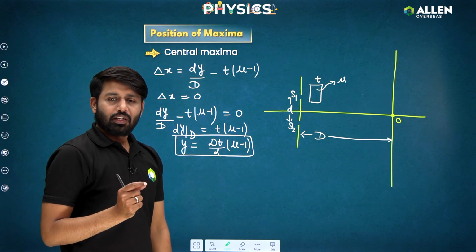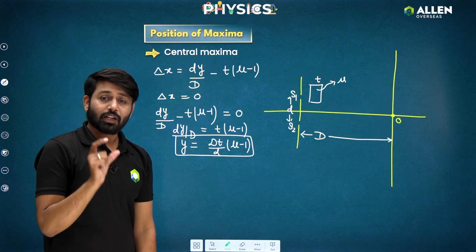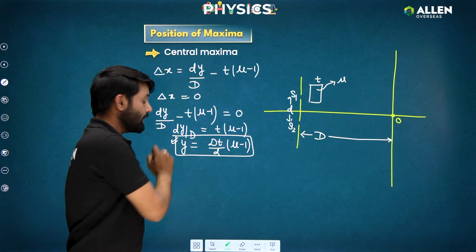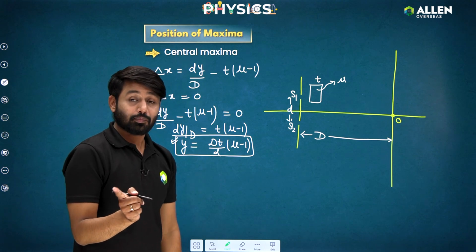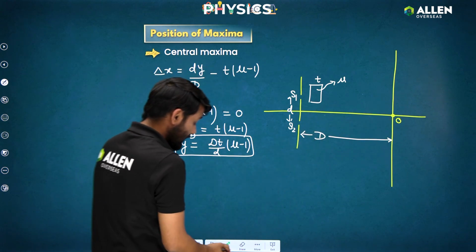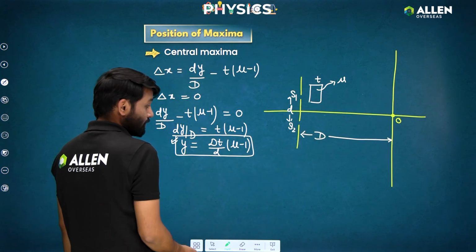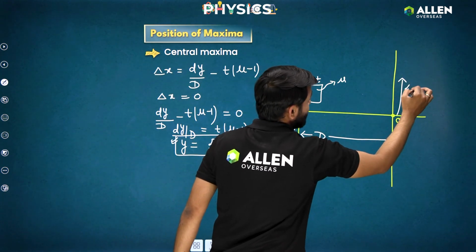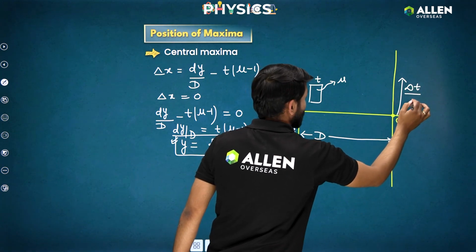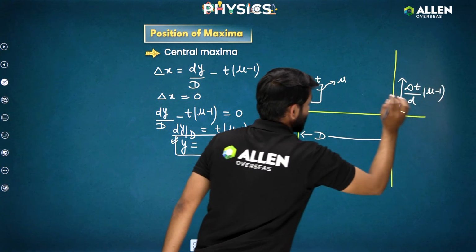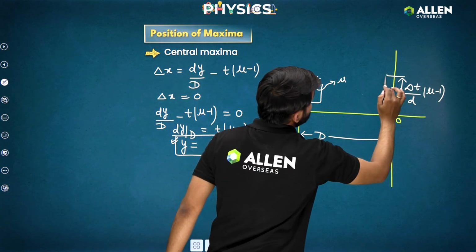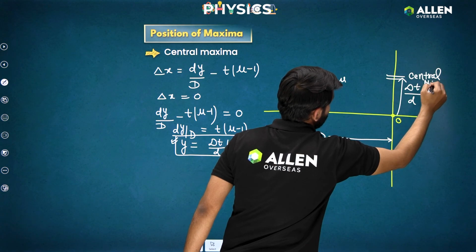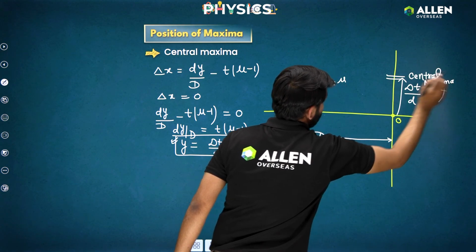Sir, you were saying we will get central maxima in the normal case at the O. But here we are getting some value of y. So that means central maxima is not at this position. It shifts, okay? It shifts somewhere here. And that shift is dt divided by small d (mu minus 1). This is the shift. So this is the position of central maxima. Is that clear, everyone? Yes or no?